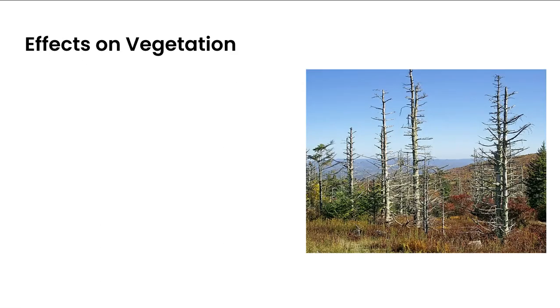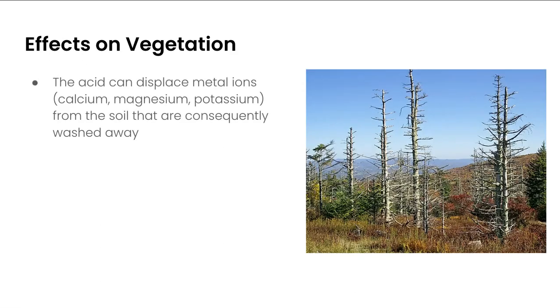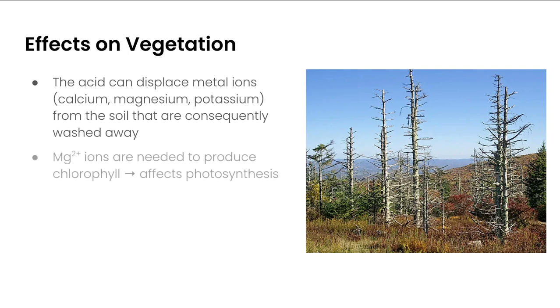And so, with vegetation, when we have acid rain, for example, the acid itself, whether it's sulfuric acid or sulfurous acid, nitrous or nitric acid, any of those acids can displace the metal ions. And the most popular metal ions here are calcium, magnesium, and potassium. And they can displace those metal ions from the soil, and when they displace them, consequently, they are washed away.